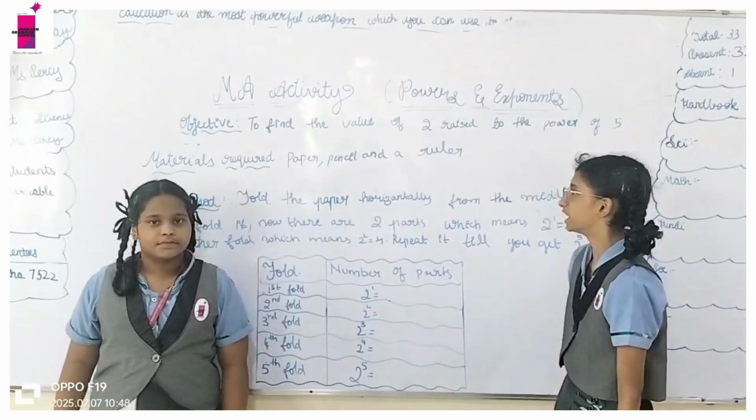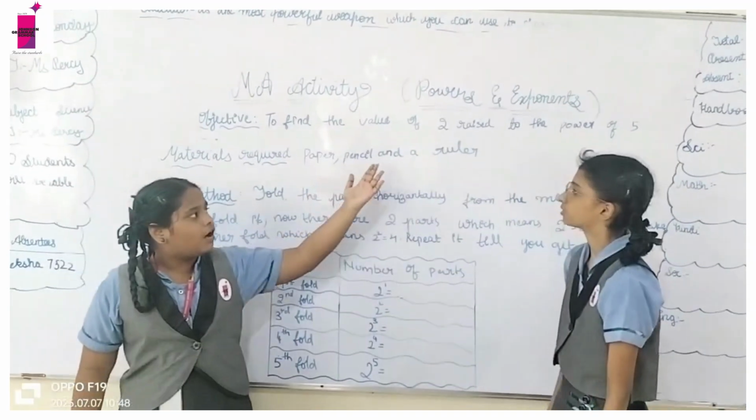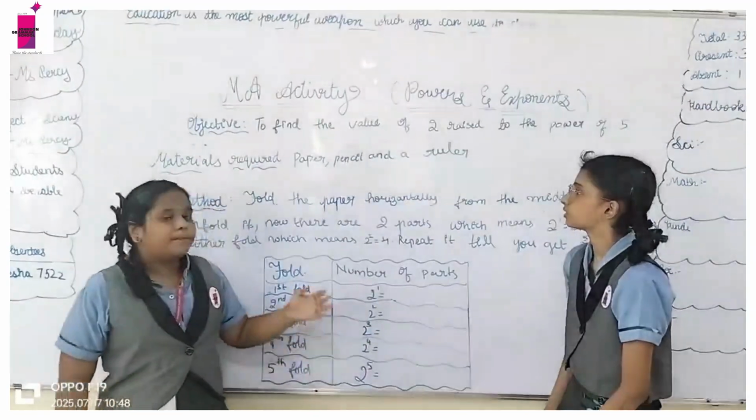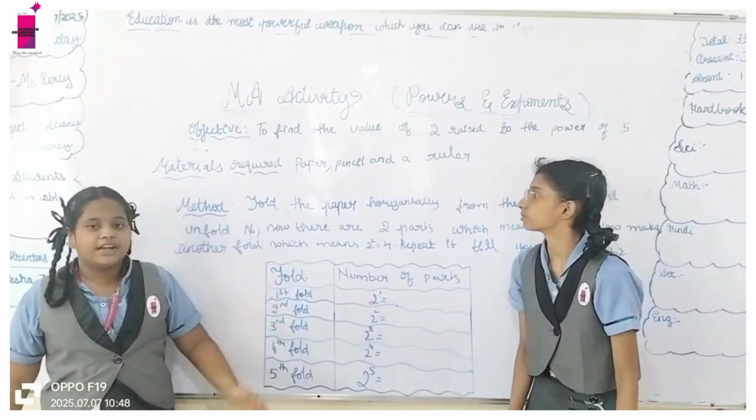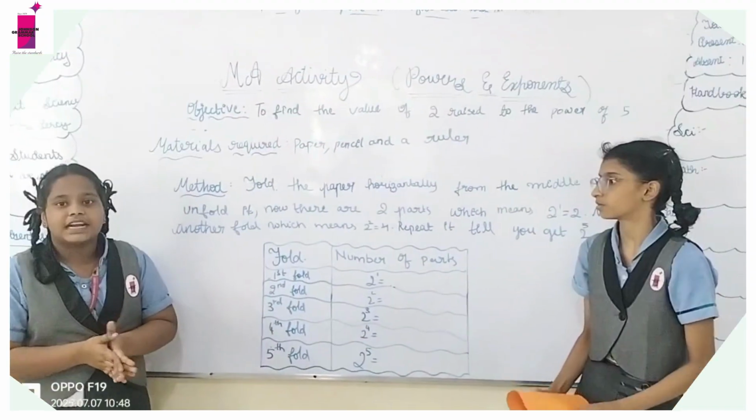of powers and exponents. The objective of this activity is to find the value of 2 raised to the power 5. The materials required for this activity are a paper, pencil and a ruler. Now, let us start the activity.